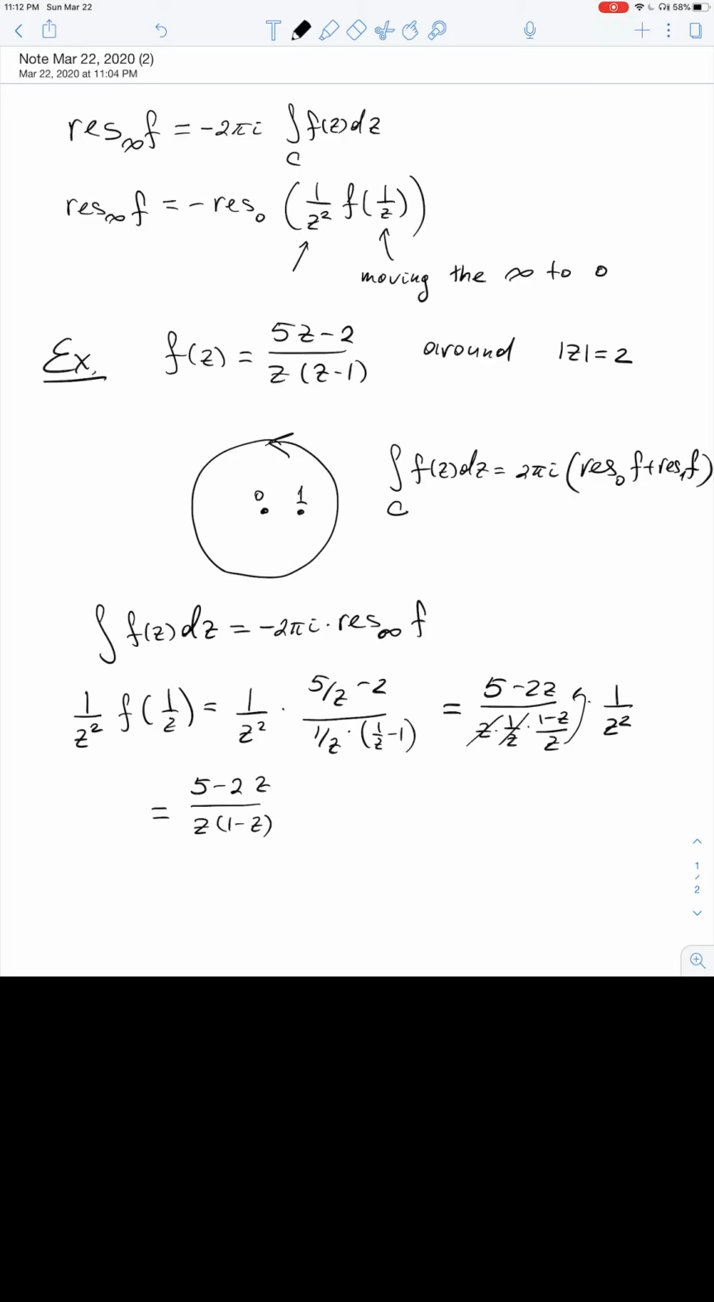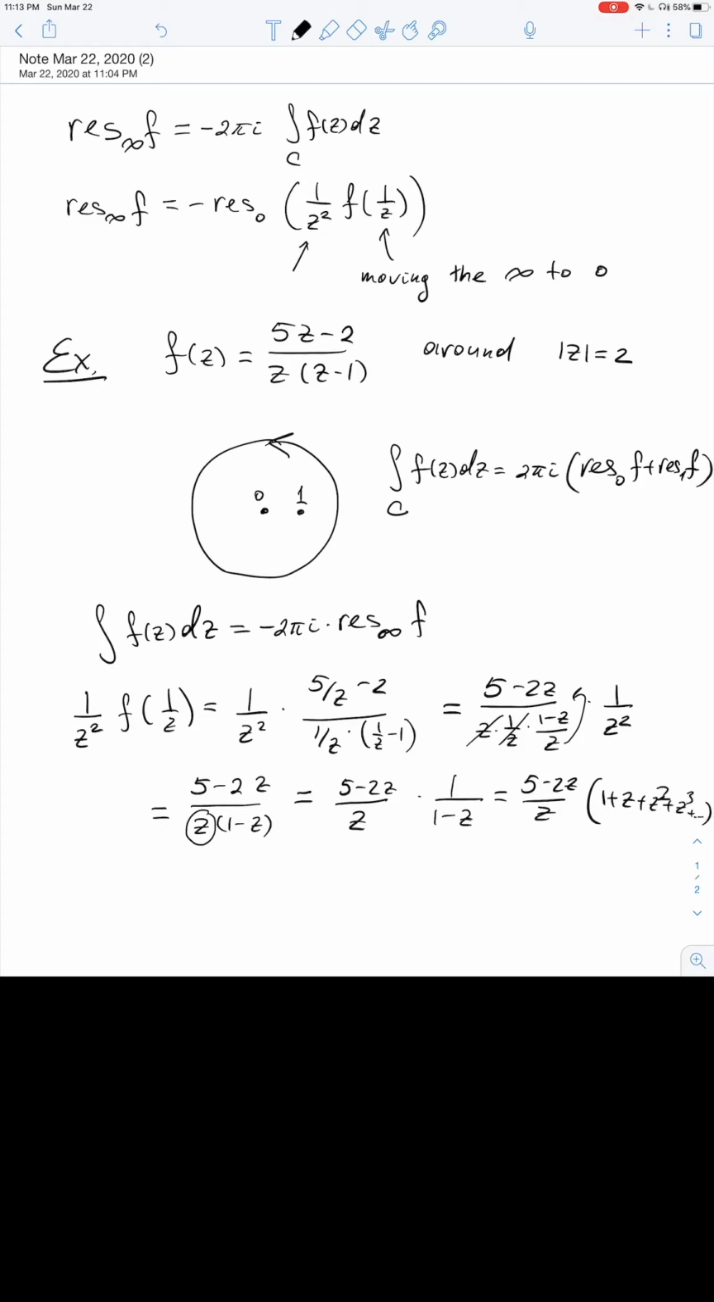And the good thing is that this z helps us. So the only thing that we need to write as a series is 1 divided by 1 over z. So let's see how it works. We have (5 minus 2z) over z, which is fine, times 1 divided by 1 minus z. And this 1 divided by 1 minus z is easy to write as a series. We have 1 plus z plus z square plus z cube, and so on.